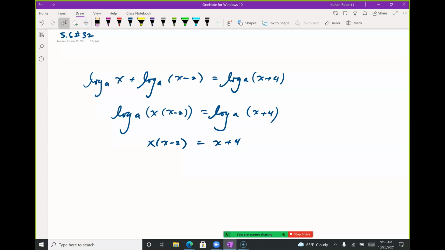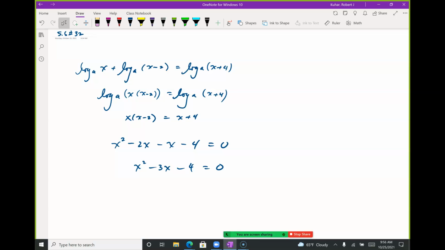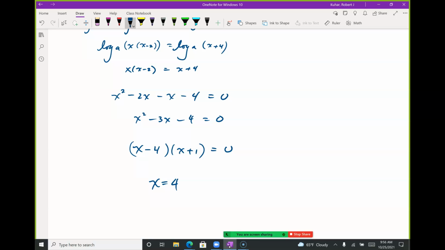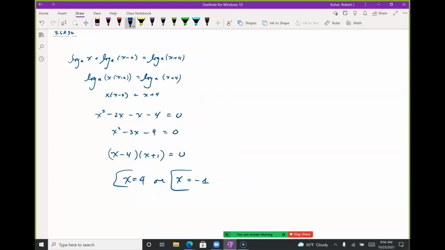And it looks again like I have a quadratic, right? So I get x squared minus 3x minus 4 equals 0. Most of the time, these will turn out to be factorable. So I need a negative 4 and a positive 1. And so x equals 4 or x equals negative 1. But I have to check both in the original problem, right? And obviously there's a problem with the negative 1, so that's extraneous.